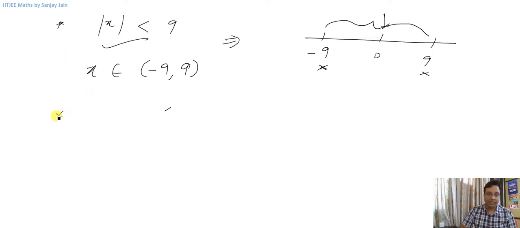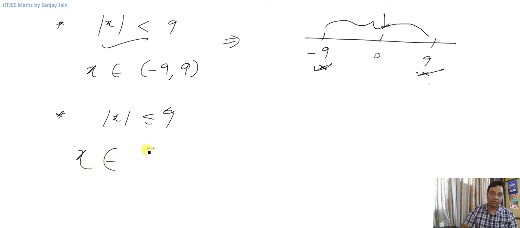But if I write another question, mod x is less than equal to 9, then these two numbers will also be part of the solution. That means x will now belong to [-9, 9] here, and these brackets indicate that -9 and 9, that means extreme values, are also included, and any value between -9 and 9 are also included, right?